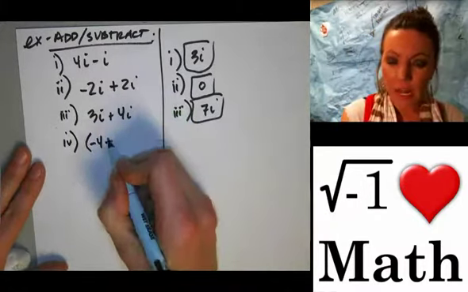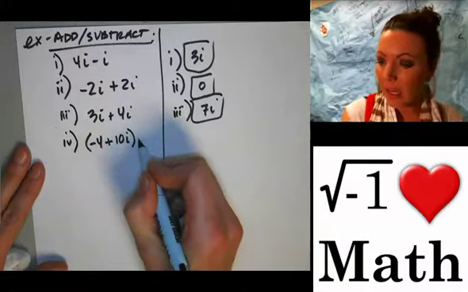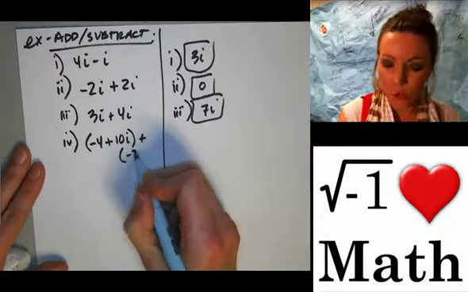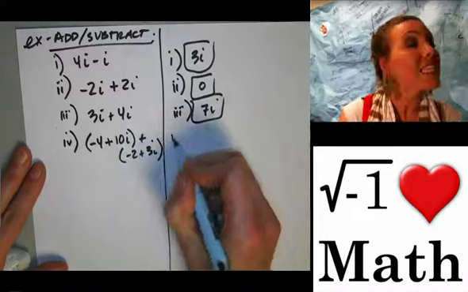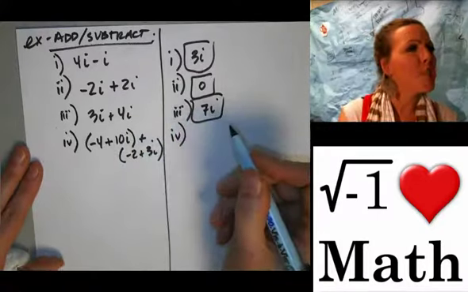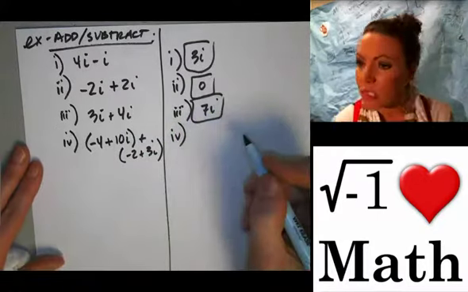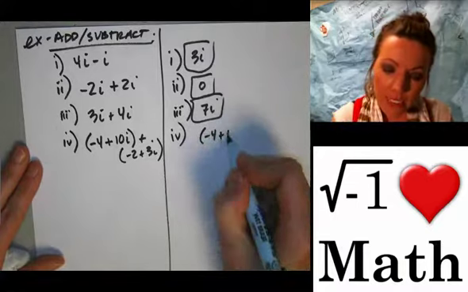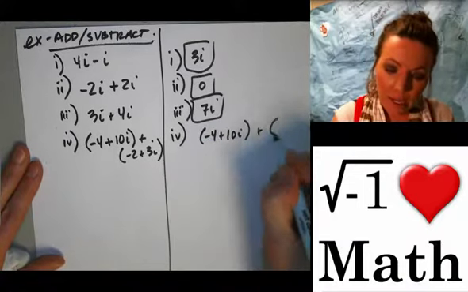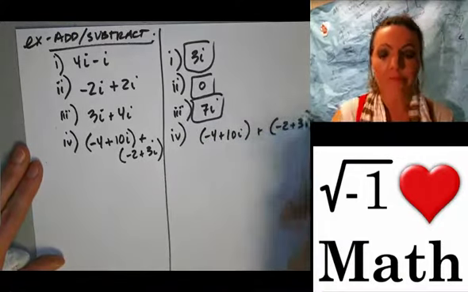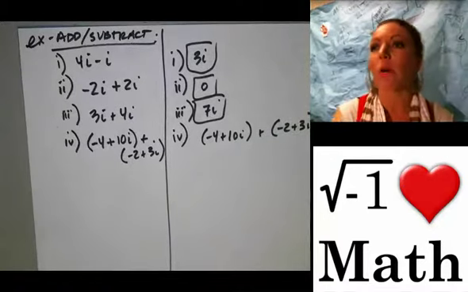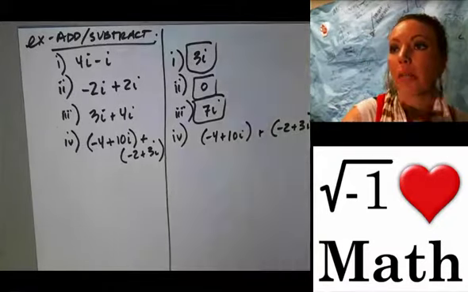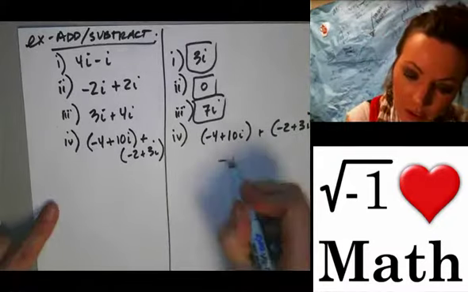-4 plus 10i plus -2 plus 3i. So this is literally combining like terms. So -4 plus 10i and -2 plus 3i. So in this case, you treat it like a variable, but we now know that this has a numerical value assigned to it. Jared? -6 plus 13i. Cool, give it up for Jared.